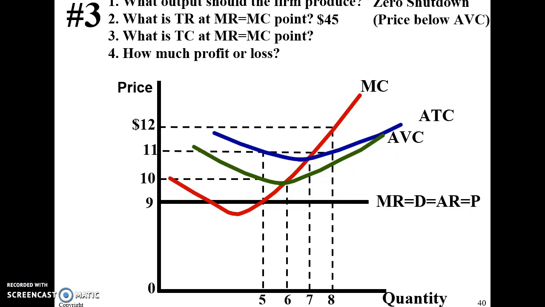So total revenue would be 45, 5 times 9. Total cost would be 5 times 11, 55. And the loss would be 10. But this firm is not going to produce because it's not even covering its variable costs. So the price is beneath the AVC and it would not produce. So it would not produce, and the fixed cost would be $5.